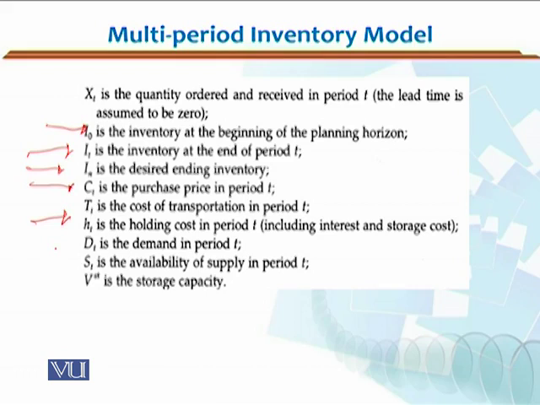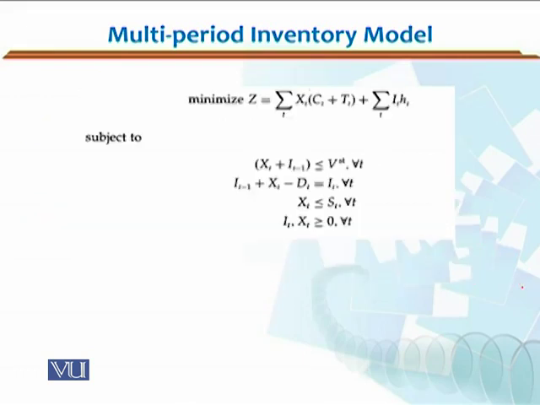Then D_T is the demand in period T. It could differ as well. That means I can have different Ds in these periods. Then S_T is the availability of supply in time period T, and V is the storage capacity, the total storage capacity. So using these notations, this would be my multi-period inventory problem, which is actually a linear programming model.